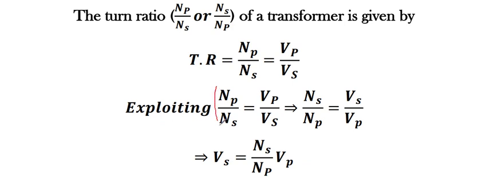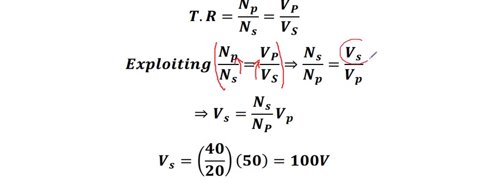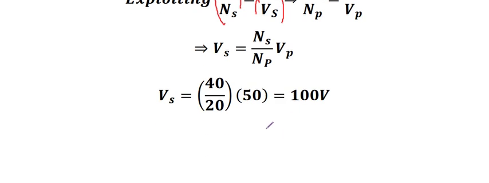So we are going to exploit this equation. We have the number of turns in the primary to the number of turns in the secondary equals the voltage in the primary to the voltage in the secondary. If we take the reciprocal of all of these quantities, I obtain the number of turns in the secondary to the number of turns in the primary equals the voltage in the secondary to the voltage in the primary. If I make Vs the subject of the formula, remember the interest is Vs, I obtain Ns on Np times Vp. Effectively, when I replace all the above quantities, I obtain Vs equals 100 volts. So Vs is equal to 100 volts.